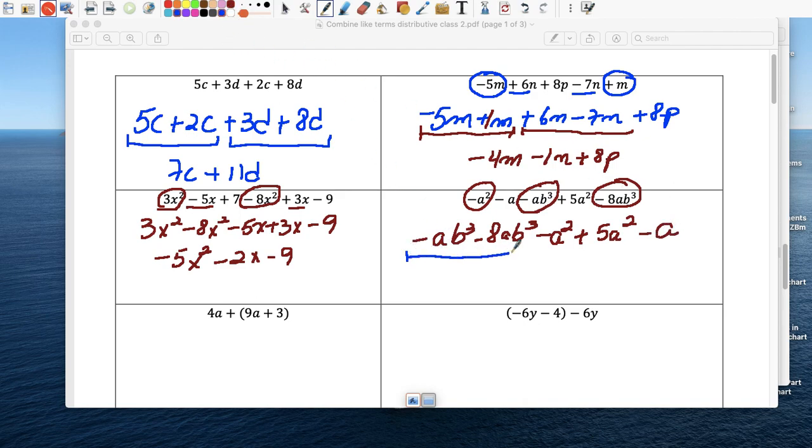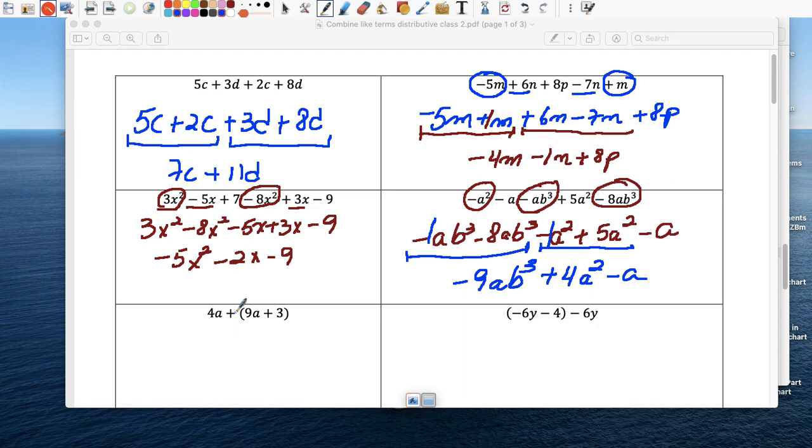These two can be combined, right? Same variables, raised to the same exact power. So negative 1, there's a 1 here, right? And then negative 8 is negative 9 AB cubed. From these two, there's a 1 here, don't forget. So negative 1 plus 5 is positive 4A squared and minus A.